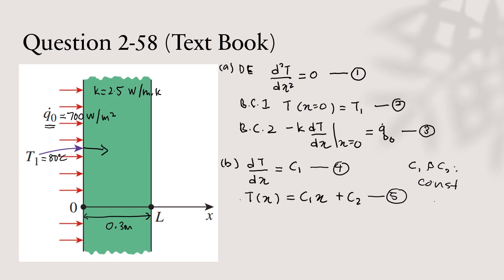In order to get the temperature variation, we have to solve equation number 5, so we want to find C1 and C2. We can use the boundary conditions to get the values of C1 and C2. What we do now is substitute equation number 4 into equation number 3.